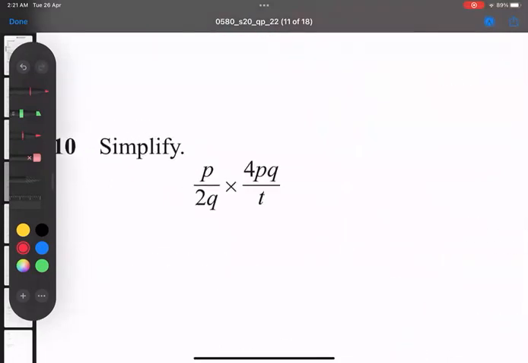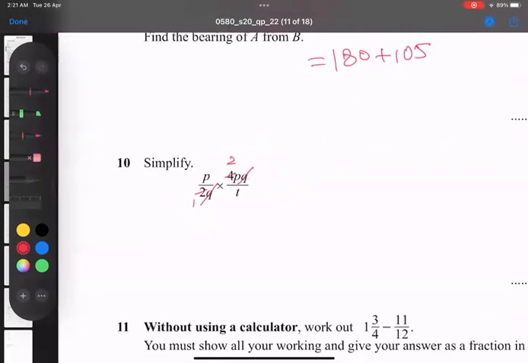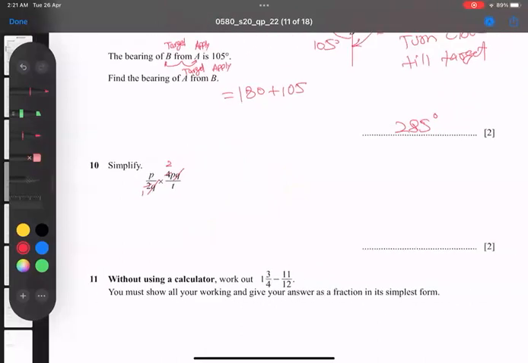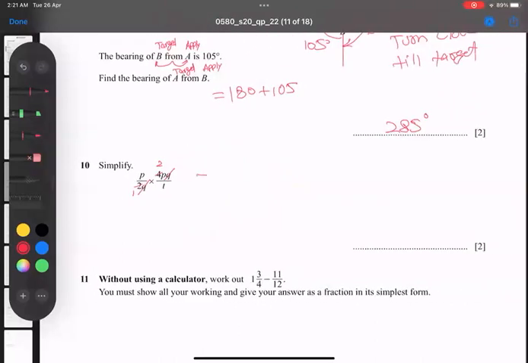How to do this kind of question? First of all, this Q and this Q cancel directly. 2 ones are 2, 2 twos are 4. And I think further cancellation is not possible. So this 2 comes from the top, and P times P, this P and this P, multiply. So P into P becomes P square, and T is left down. So that's it. This is my final answer.